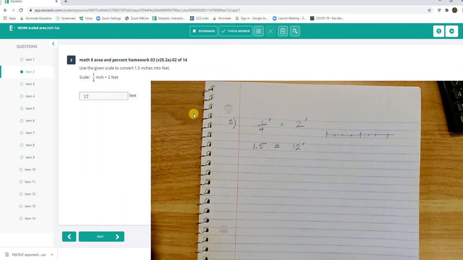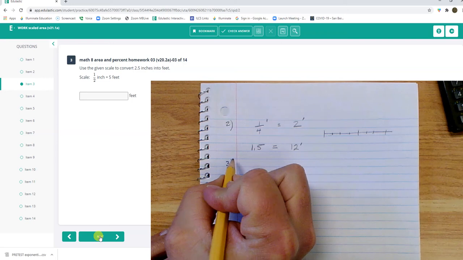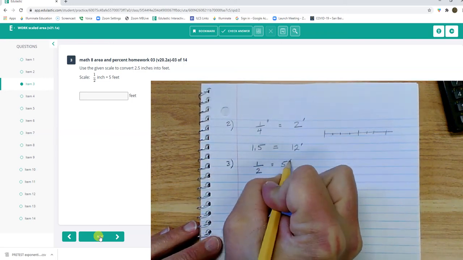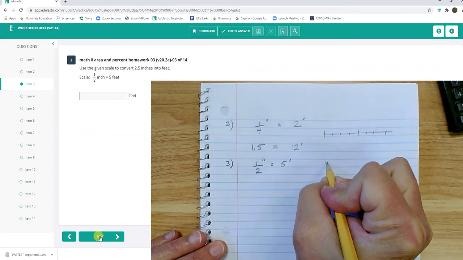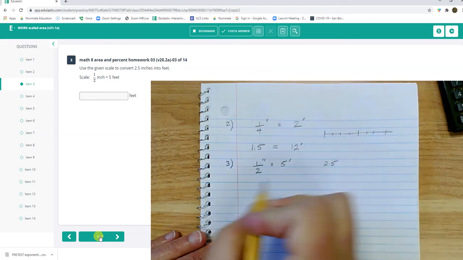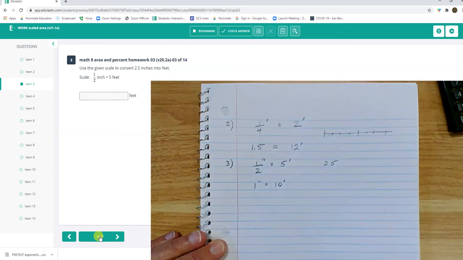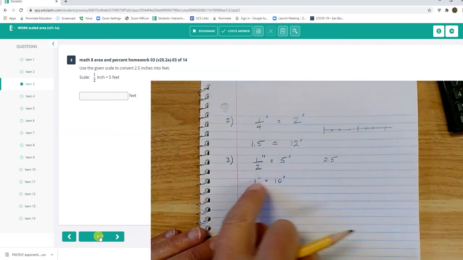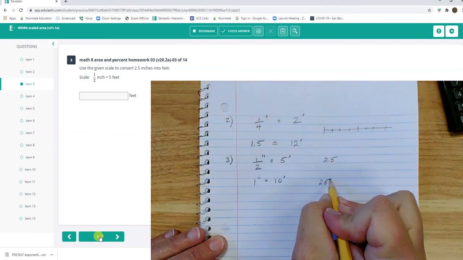You know, I didn't use the check answer feature. Okay. Number 3, 1/2 inch equals 5 feet. And I need 2.5 inches. So that means 1 inch equals 10 feet. And I need 2.5. So if I multiply this by 2.5 and that by 2.5, it'll work. So that's going to be 25 feet.